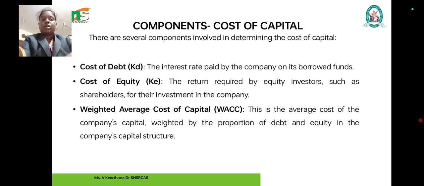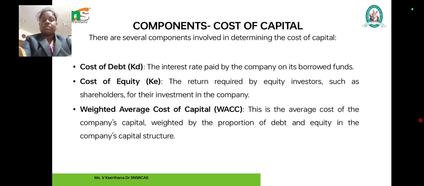So next we can see the components of cost of capital. There are several components involved in determining the cost of capital. In this, cost of debt, cost of equity, weighted average cost of capital. So cost of debt, that is KD, is the interest rate paid by the company on its borrowed funds. The company borrows funds from financial institutions, so the cost of debt is calculated by the interest rate paid by the company on its borrowed funds.